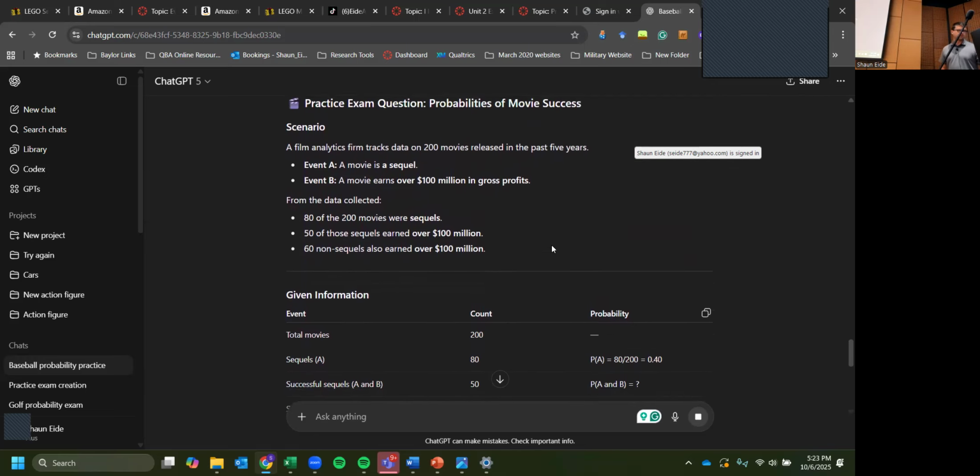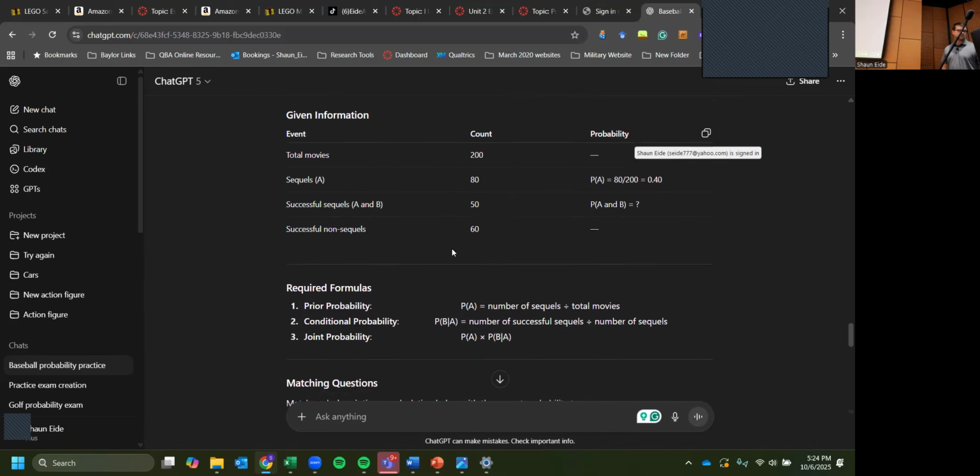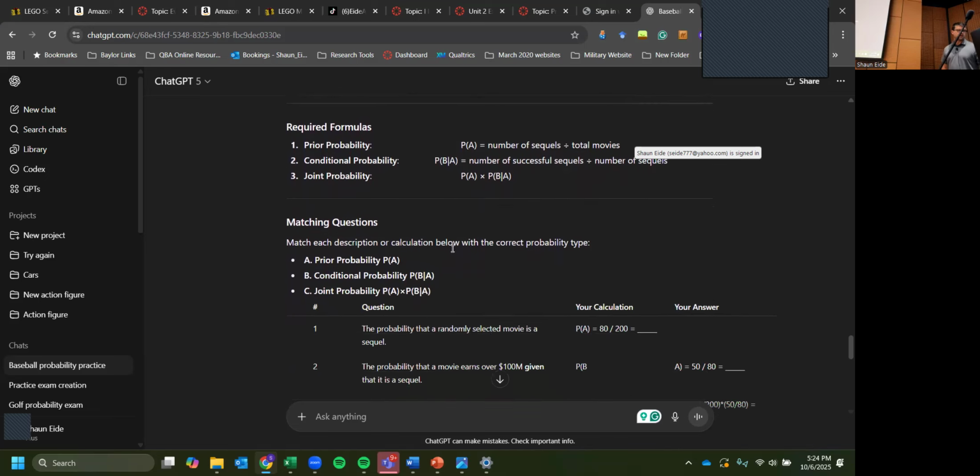Okay. So we have two events. Event A, the movie is a sequel. Event B, the movie earns over $100 million in gross profit. So 80 out of 200 movies were sequels. 50 out of those sequels earned over 100. 60 non-sequels also earned over 100. So what do we got? Coming right down here.